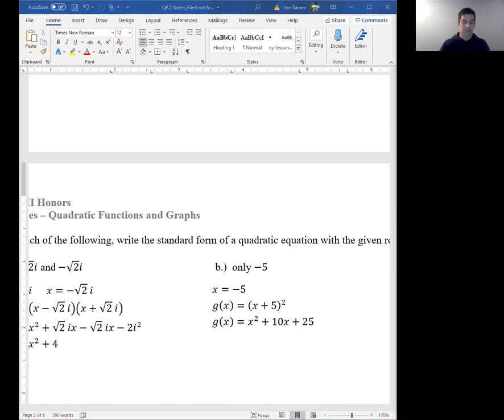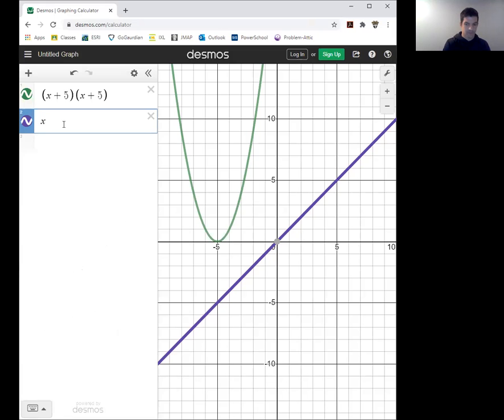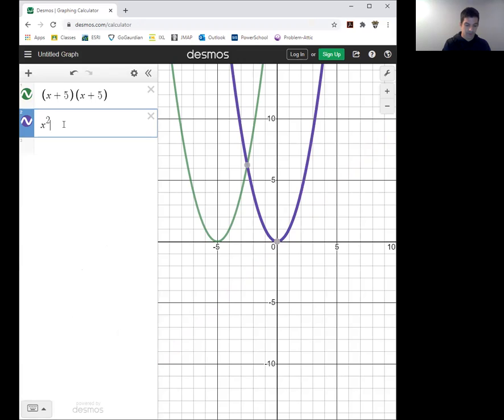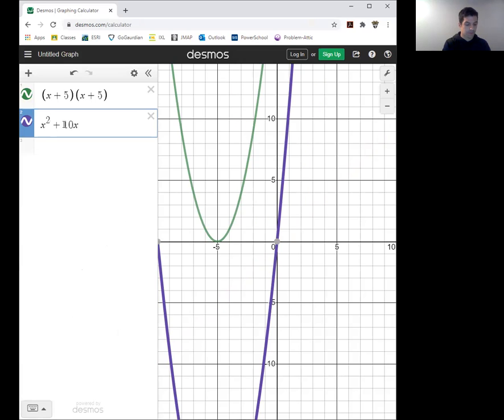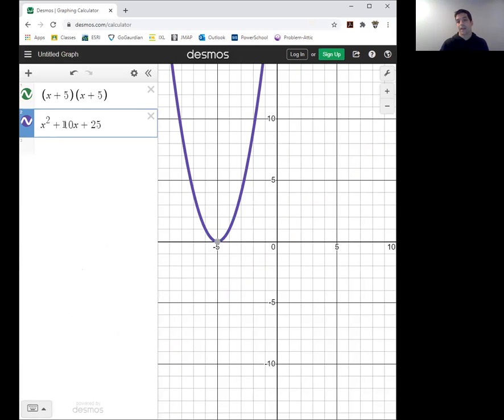Now let me go ahead and take a look at that graphically. I'll take a look at my graphing calculator. Here we have the graph that we already knew was x plus 5 squared, and I graph that as x squared plus 10x plus 25. I can see that here's my graph, this blue or purple color, and it does have one x-intercept, and that is at -5. So after I get the standard form, I can put that into my graphing calculator and check that it matches up with the x-intercepts.